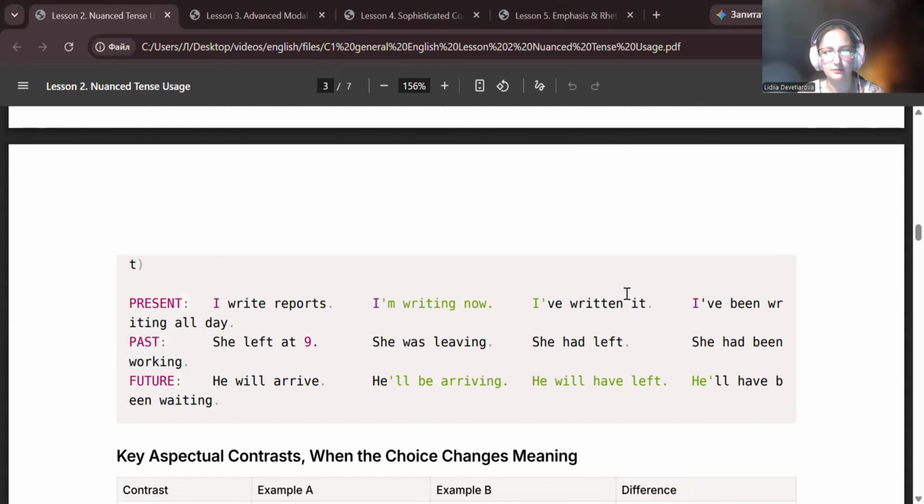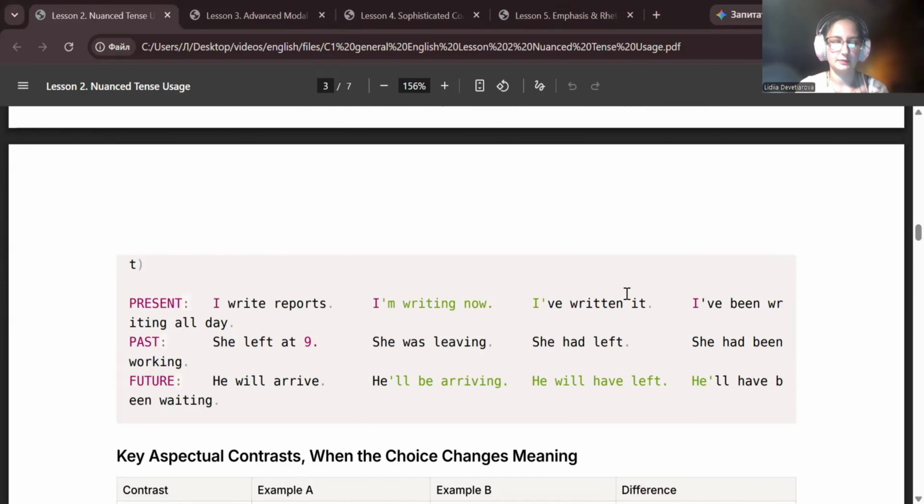Present. I write reports. Present simple. Present continuous. I am writing reports. Present perfect. I have written reports. And present perfect continuous. I have been writing reports all day.